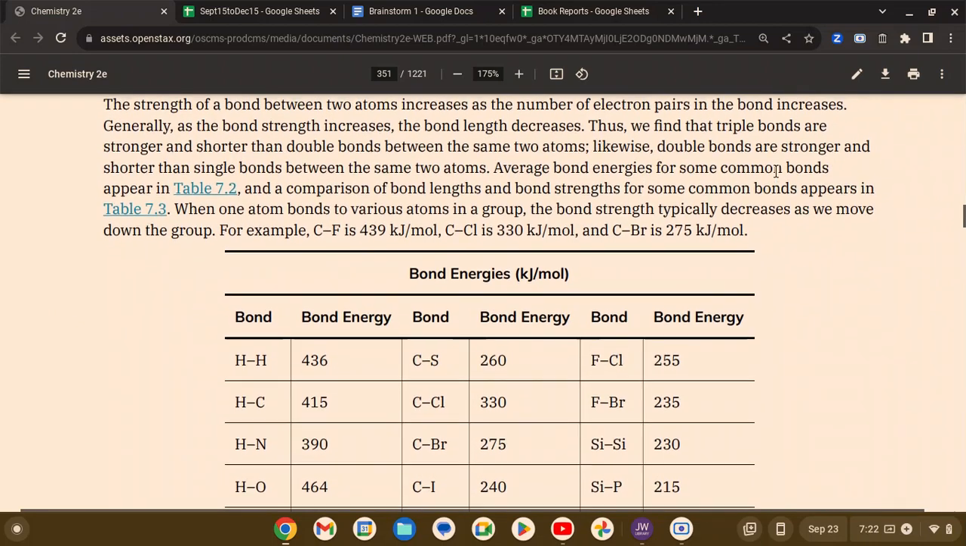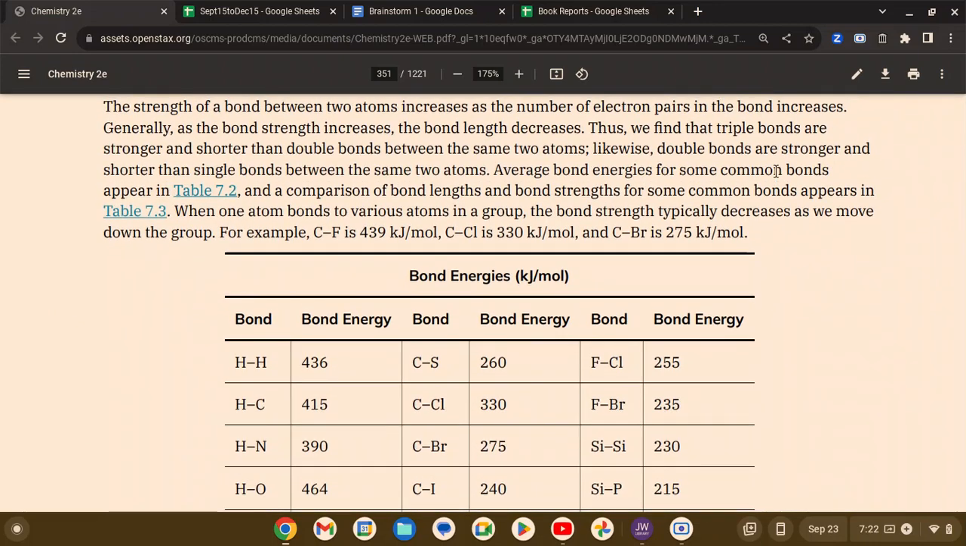The strength of a bond between 2 atoms increases as the number of electron pairs in the bond increases. Generally, as the bond strength increases, the bond length decreases. Thus, we find that triple bonds are stronger and shorter than double bonds between the same 2 atoms. Likewise, double bonds are stronger and shorter than single bonds between the same 2 atoms. Average bond energies for some common bonds appear in Table 7.2, and a comparison of bond lengths and bond strengths for some common bonds appears in Table 7.3.